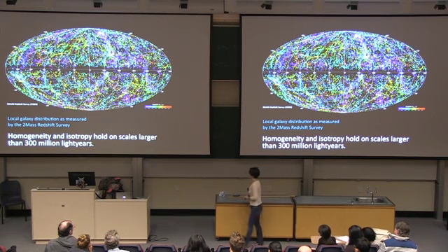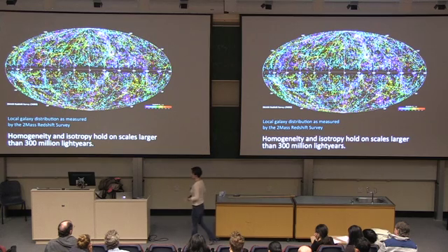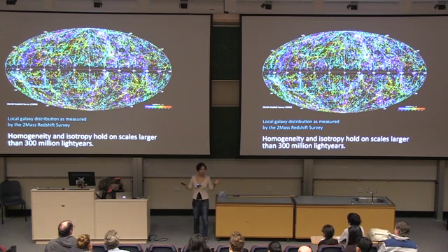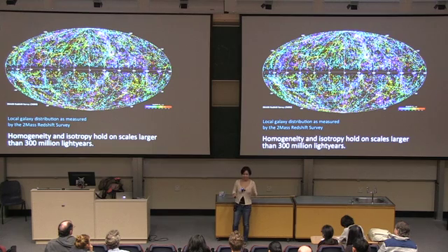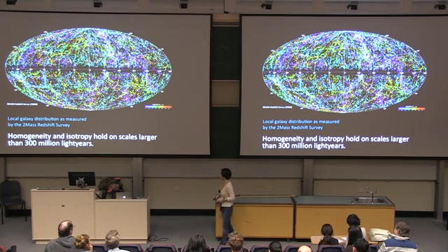Now, I don't know if you're familiar with the units of light years, but basically, the speed of light is the fastest speed that we know that is allowed in nature. And 1 light year is the distance that is covered by a light wave in 1 year. Okay, so 300 million light years, it's an enormous distance scale.